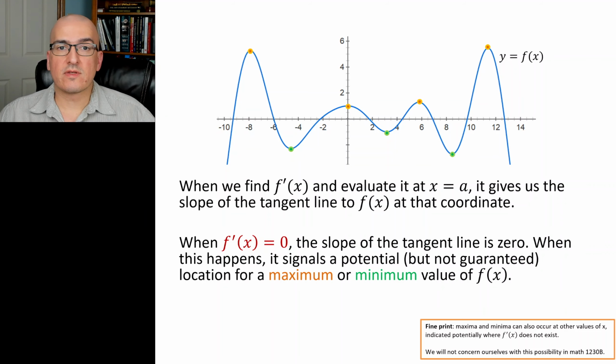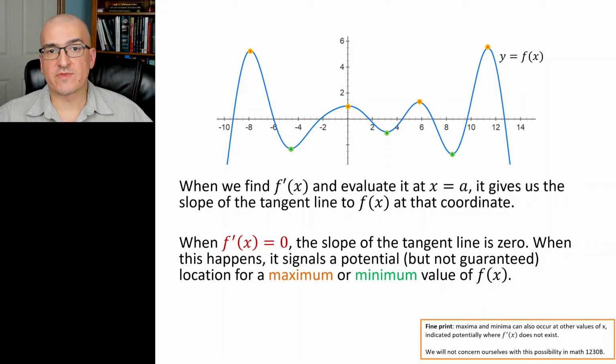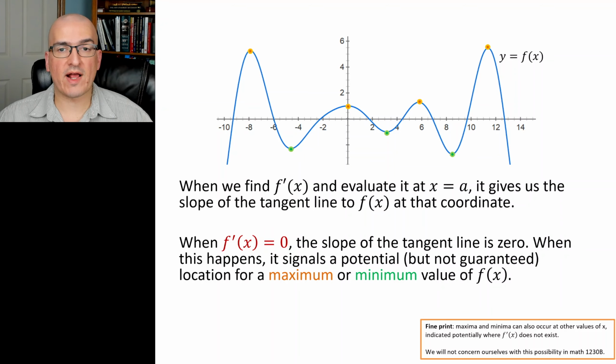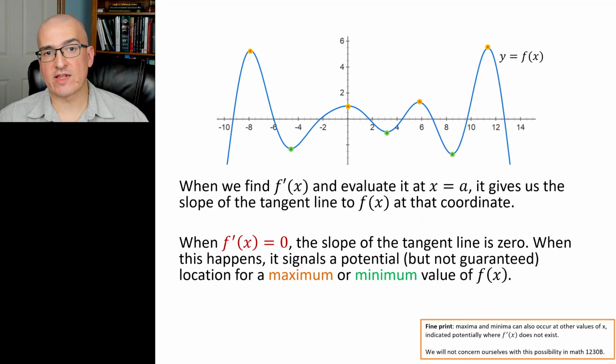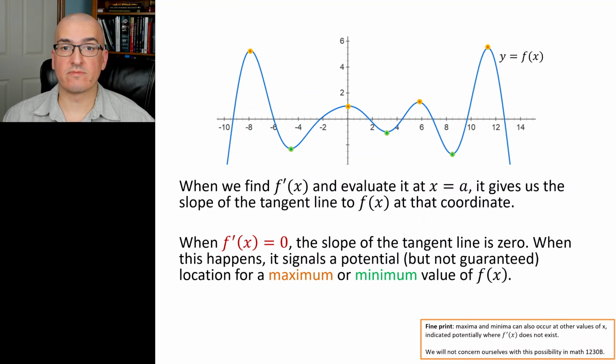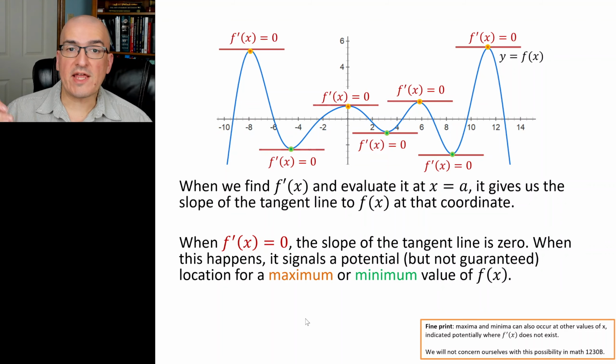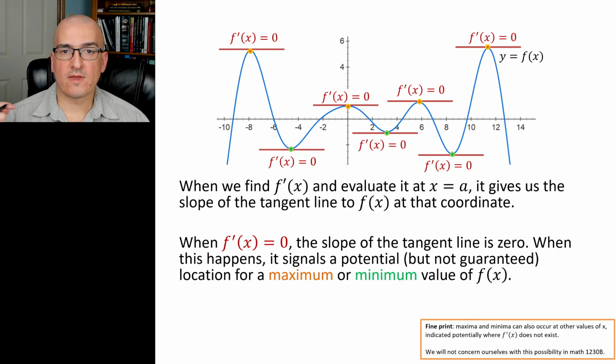If we examine this graph in terms of its derivatives, what we'll notice is that each of these locations where there's a local max and a local min, the tangent line of the function has a slope of 0. Now the slope of a tangent line comes from the derivative of the function evaluated at that point. So that means that at each of these locations, if we were to take the derivative and evaluate it at the corresponding x-coordinate, we would get an output of 0. So f prime of x is equal to 0 at each of these spots.